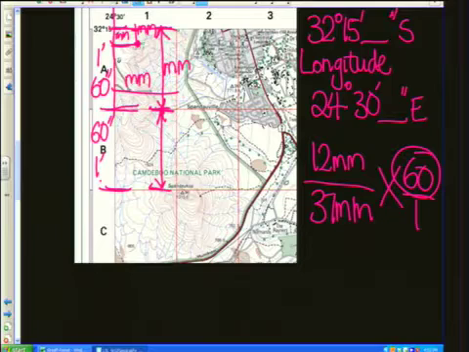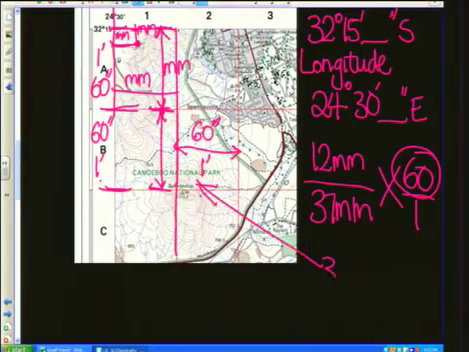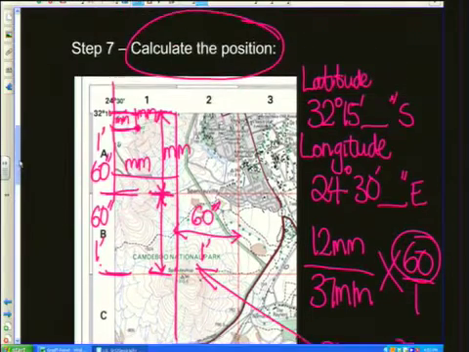When we're looking at longitudes, we should note the following. The distance between one line of longitude and the next is always the same as the latitude, which is 60 seconds, which is equivalent to 1 minute. However, the distance varies, and in this case, I want to draw to your attention the following. The distance between longitudes could be between 31 millimeters to 33 millimeters. I would advise you to always ensure that you secure the measurement of this example. Let's go back to our question.